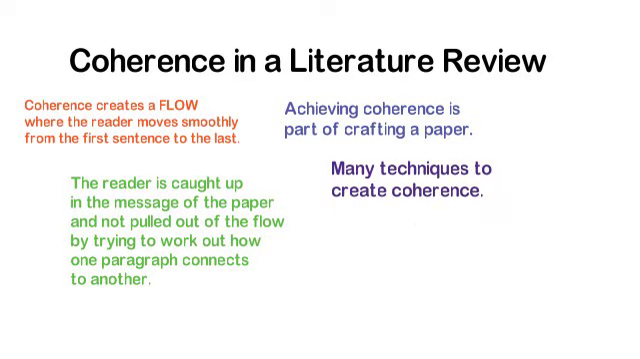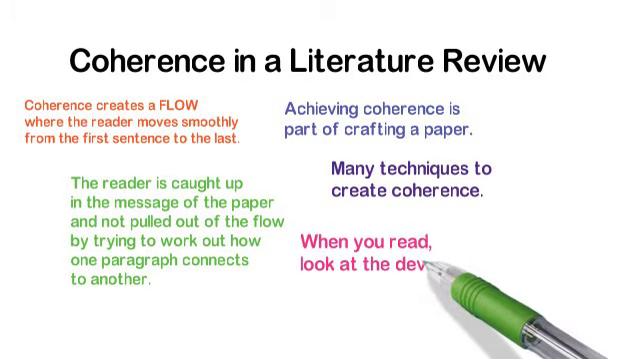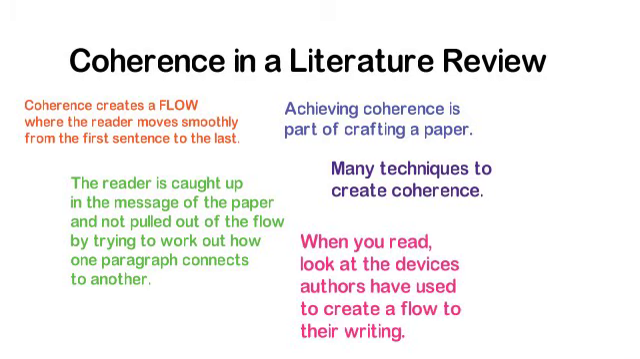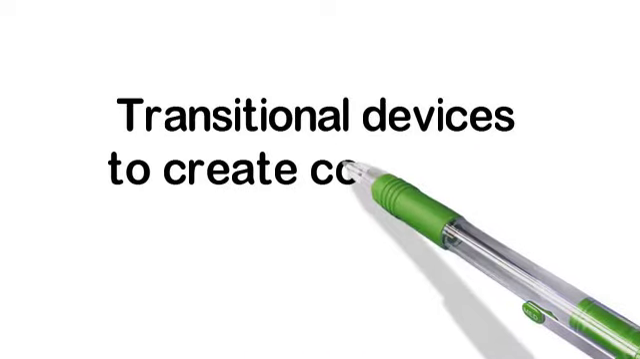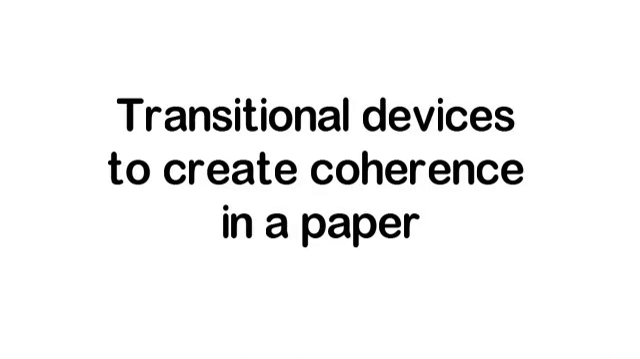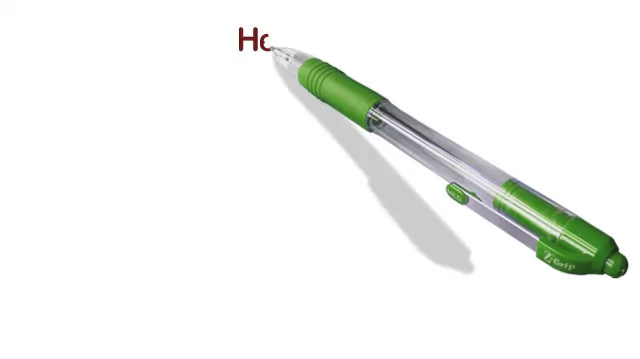And there are many techniques to create coherence. I'm only going to go through 6 here. But perhaps it will open your eyes so that when you read, you can begin to see how authors have used these techniques to create flow in their writing. So these are the transitional devices to create coherence in a paper. We're going to look at 6.